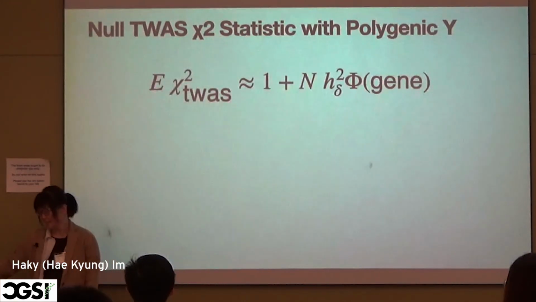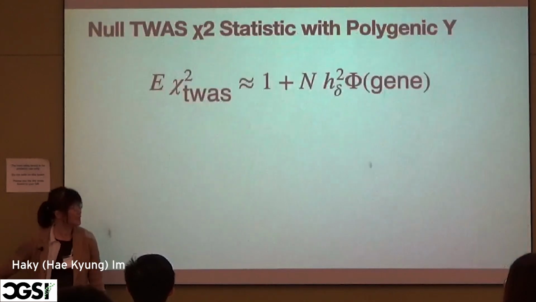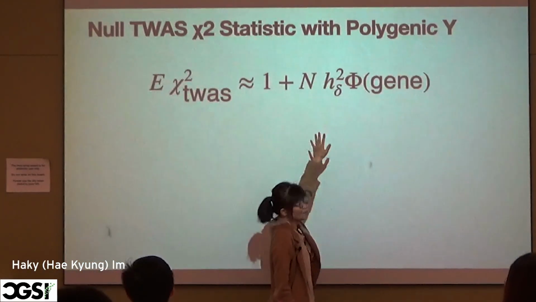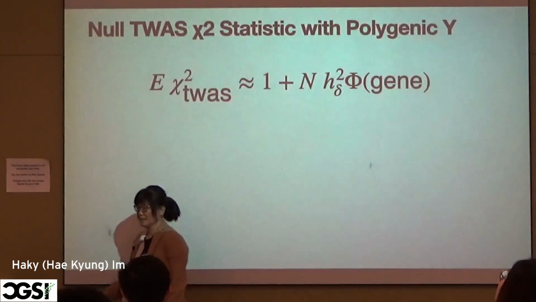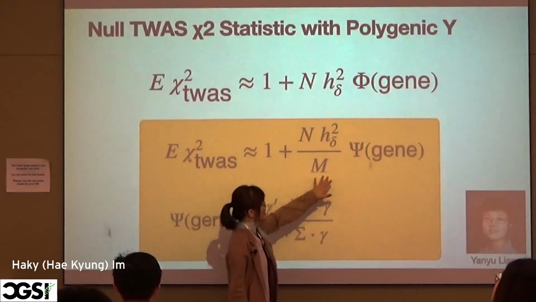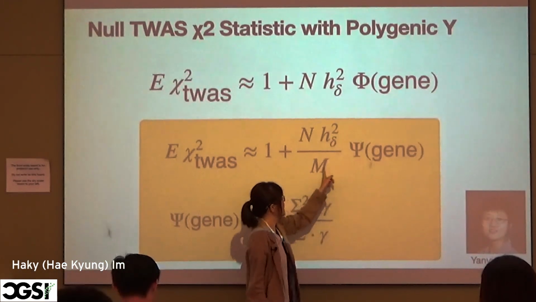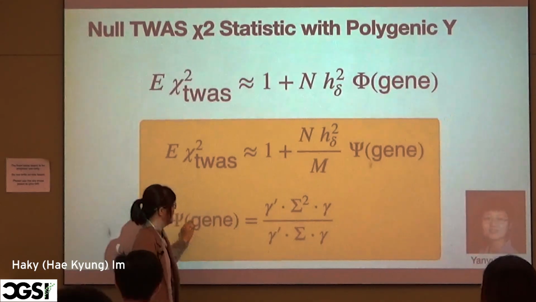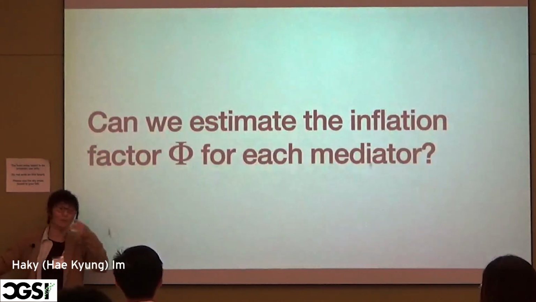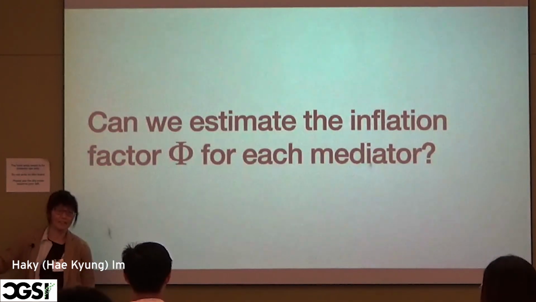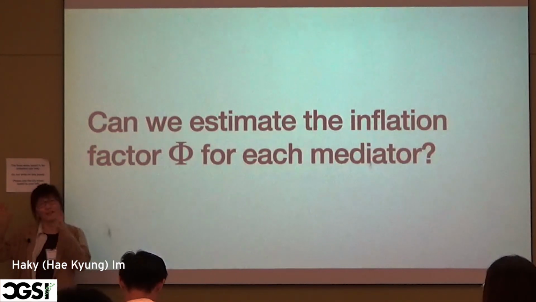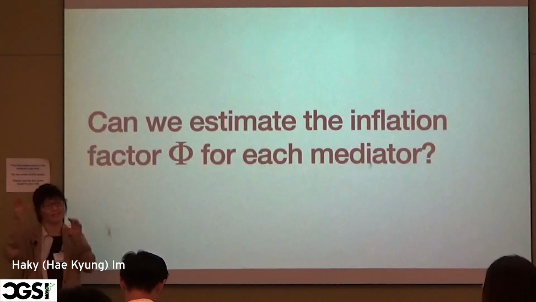So based on that behavior, we can hypothesize that the expected chi-square will be 1 plus n times h squared plus the slope of that thing, right? So we do the math, and you get this formula where C over M would be the equivalent of phi. So we see both empirically and theoretically that there is inflation if your Y is polygenic, and as Loic mentioned, you can think of the polygenic component as the relatedness.